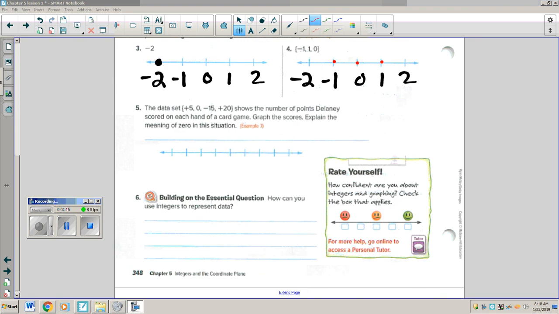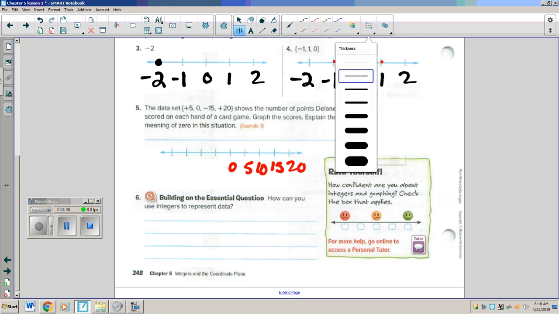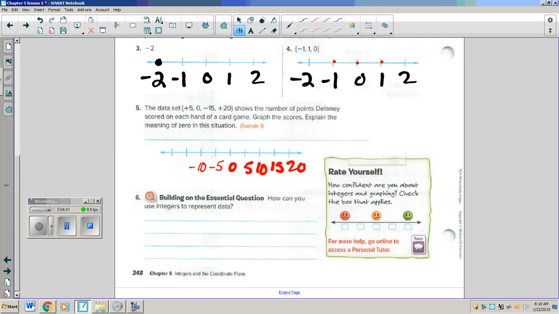Number 5, the data set positive 5, 0, negative 15, and positive 20 shows the number of points Delaney scored on each hand of a card game. Graph the scores. Explain the meaning of 0 in this situation. I'm going to start with 0 in the middle of my graph. Since I'm going by 5s in my data set, I'm just going to do that. 5, 10, 15, and 20. Negative 5, negative 10, negative 15, and negative 20.